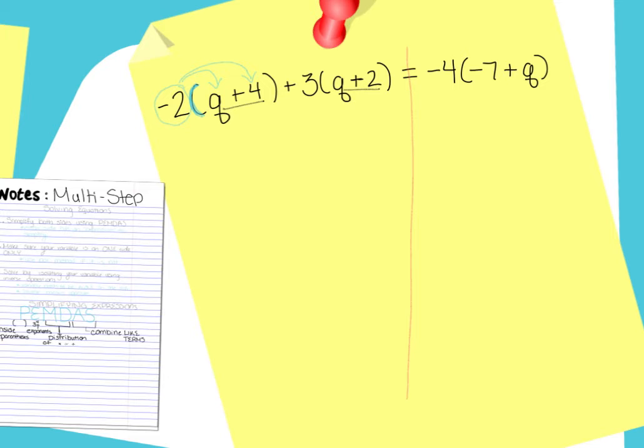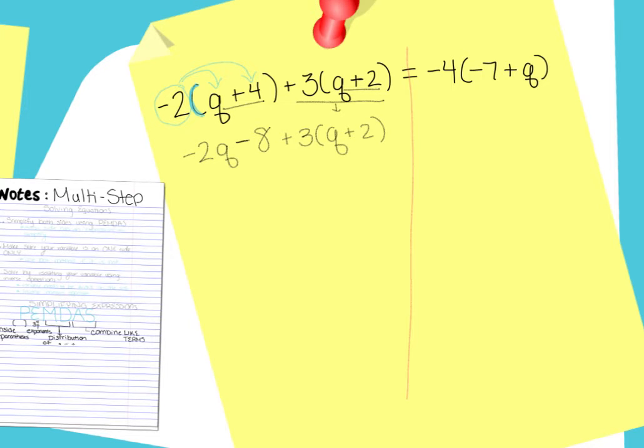I'm going to do this by parts. So -2 times q is just -2q. -2 times +4, negative and a positive make a negative. 2 times 4 is 8. And then just drop everything down that I haven't used. So this whole thing, I'm just going to drop it down here. So it's +3 times q plus 2. Okay, I'm going to keep going on the left side before I do anything on the right side.